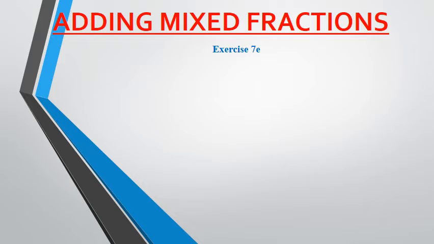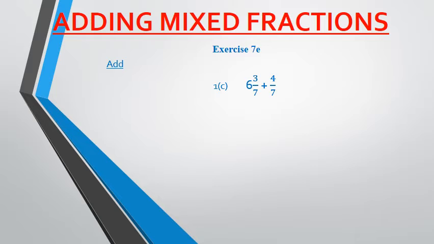So children, let's do exercise 7E of lesson number 7, and the first sum which we are going to do is question number 1, C part. So children, what is the question? Well, you have to add these two fractions. One of the fractions is a mixed fraction and the other one is a proper fraction. That is 6 3 by 7 plus 4 by 7.